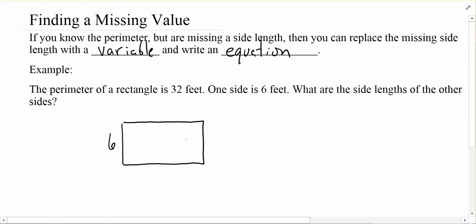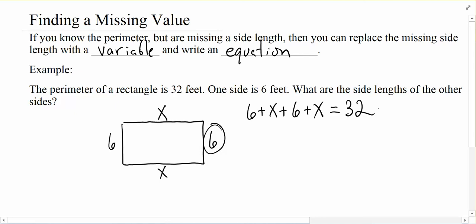Now, we could use the perimeter formula, but as I said before, we should just kind of know what the perimeter is by adding everything up. And say if this is a rectangle, this other side is 6. The missing side, we're going to make it a variable. We'll call it x, and the other one is x too. And so if we find the perimeter by starting here and adding up the x plus the other 6 plus the other x, to make an equation, we can say when I add all those up, I'm going to get 32. I'm going to get the perimeter.